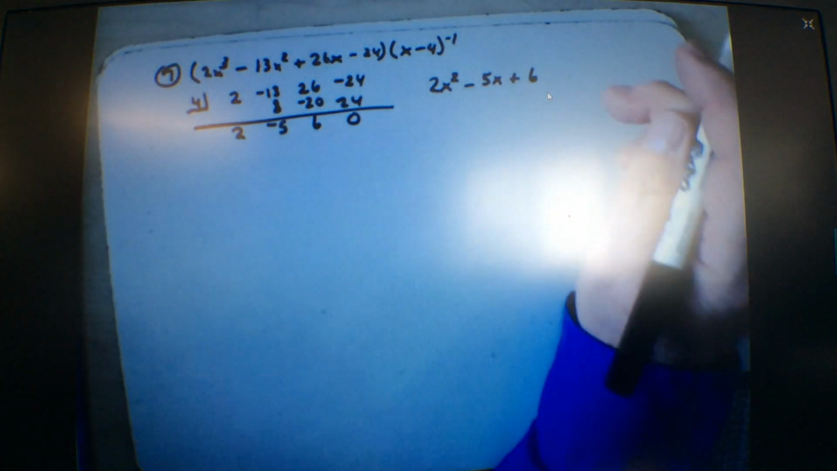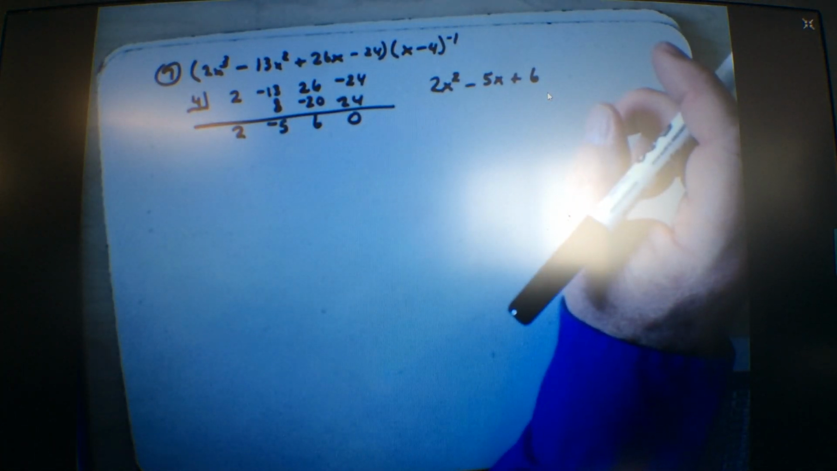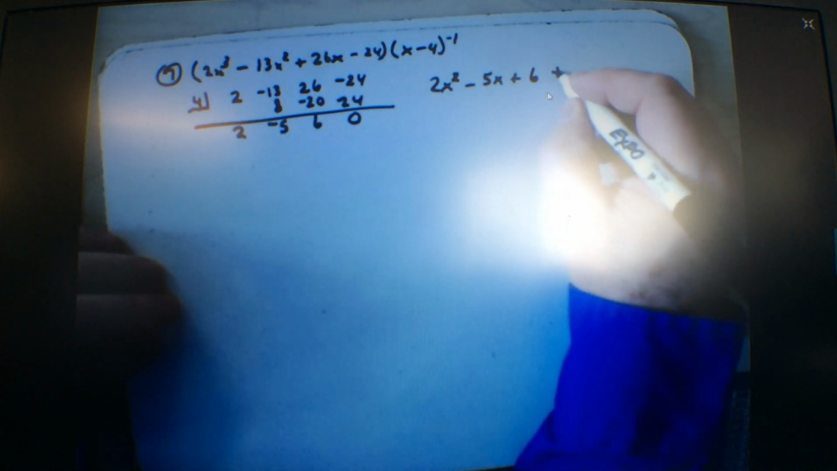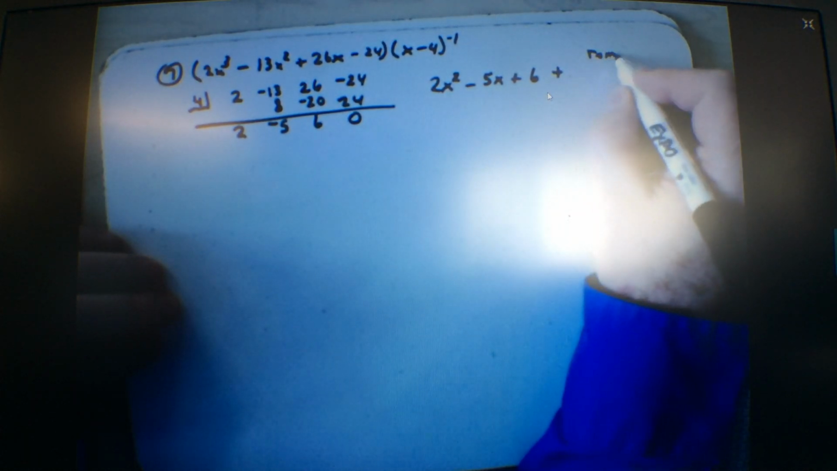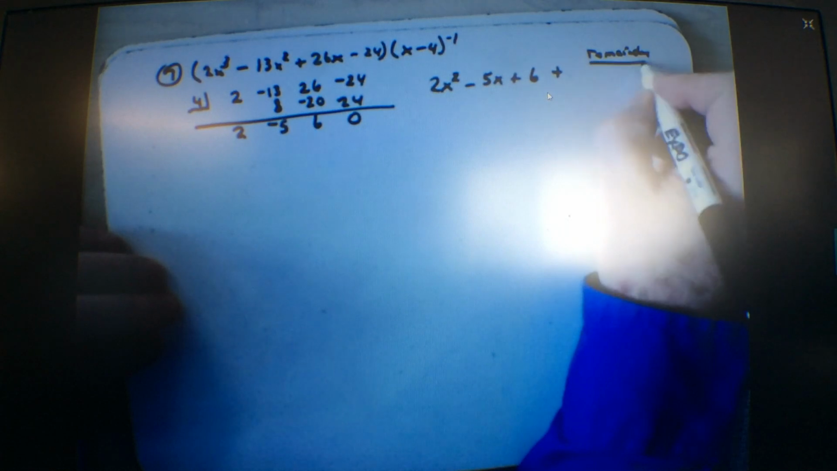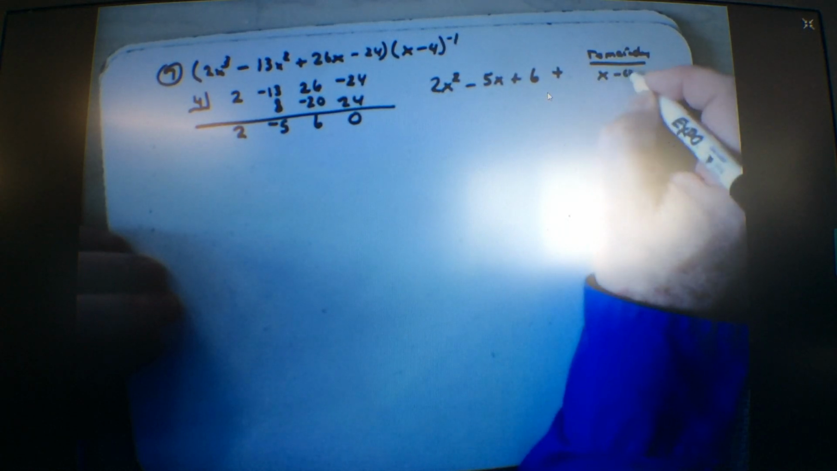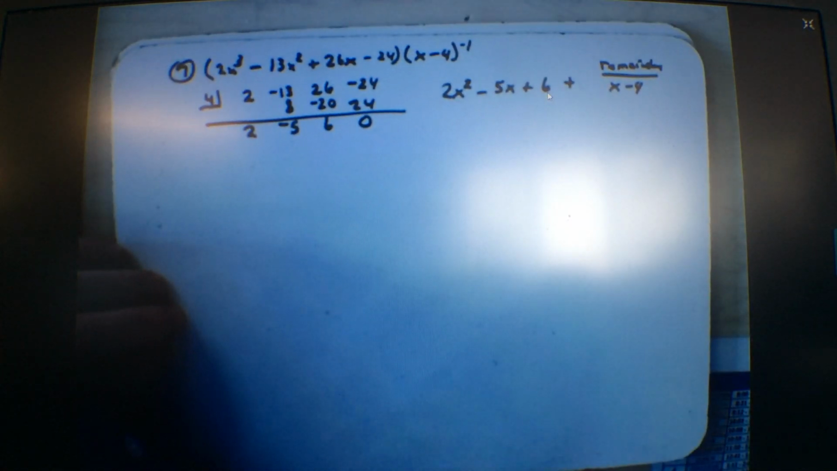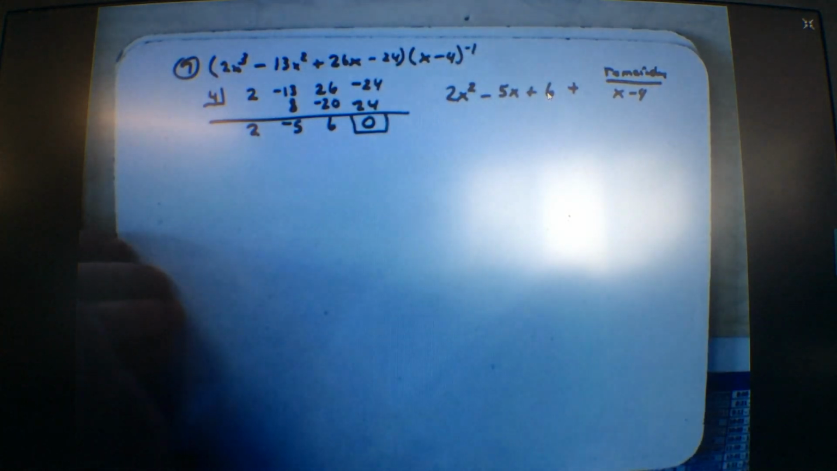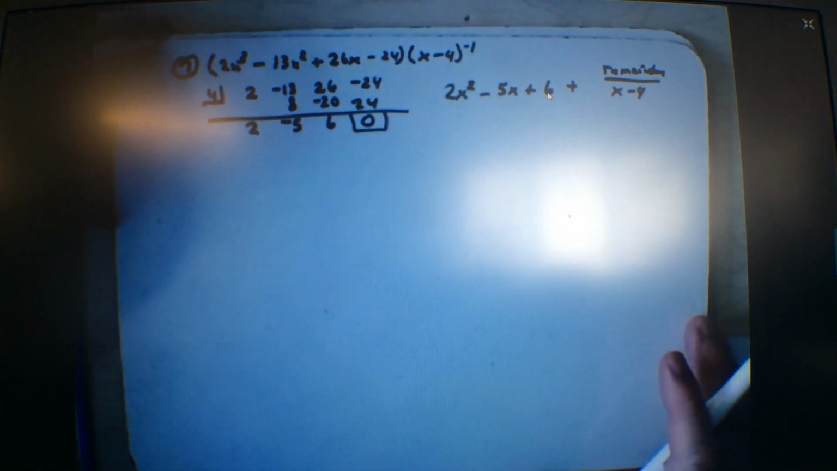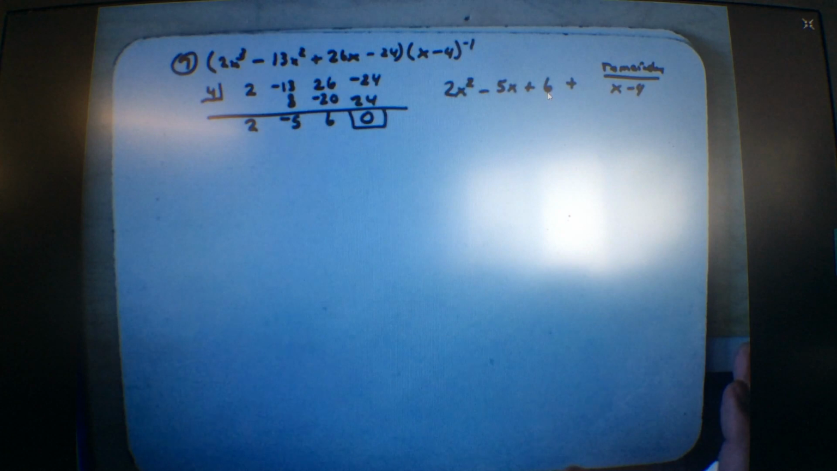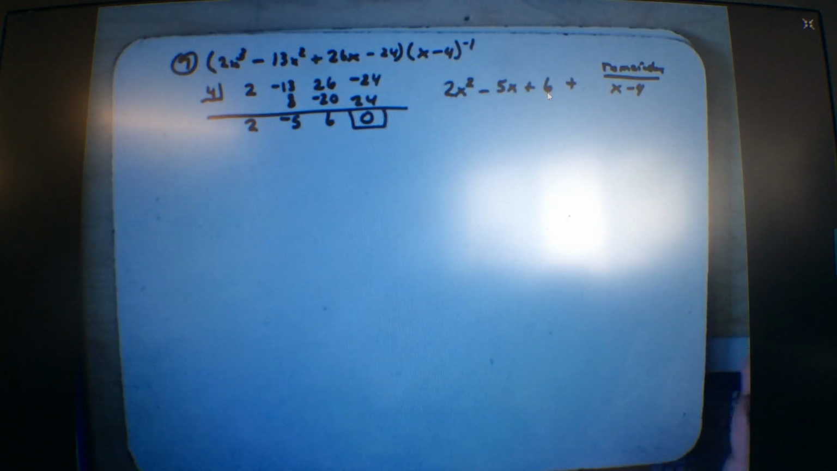Now, since there's no remainder, I did have to pick one that had no remainder, which stinks. Let's say there would be a remainder. I would go plus the remainder over x minus 4, correct? If there was a number in the spot of that 0, you just put that over. What if you can simplify it with the 4? No, you can't do that because there's an x minus 4 in front of it. Okay, so no. All right, okay.